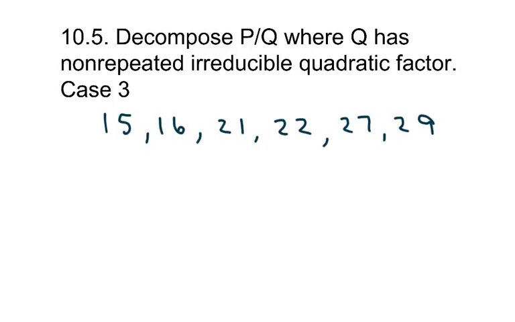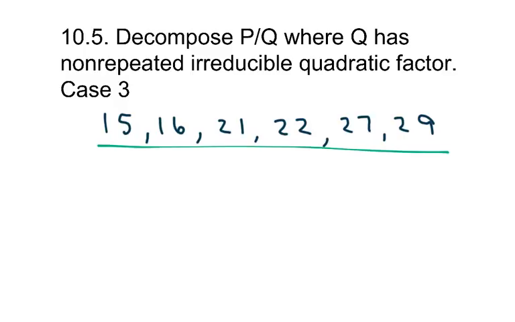Okay, this is case 3 of decomposing P over Q, where Q has a non-repeated irreducible quadratic factor. And these are the first 6 problems that I found. I don't know if I'll get to all of those, but we're going to do as much as we can, to go about 20 minutes.